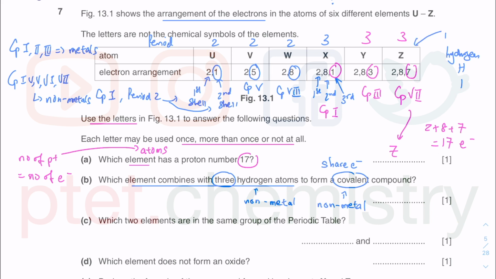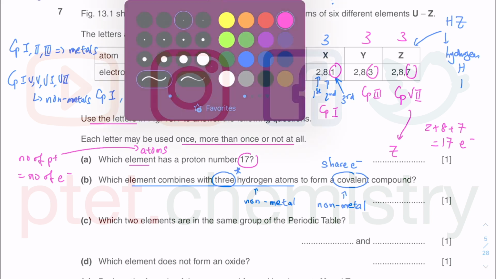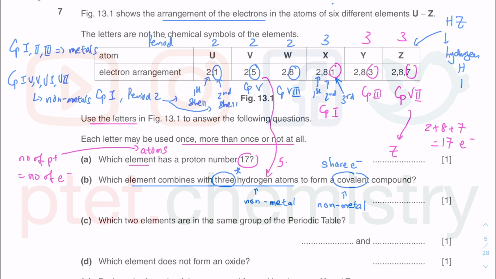If you have hydrogen and Z, you just get 1 H and 1 Z. But this one has 3 hydrogen atoms. So we are looking at V there, because V needs to share 3 electrons, 1 from each hydrogen. So I share with 3 hydrogens, therefore I share 3 electrons. That will give me 8 electrons in the outer shell. So that's why V must be the answer there, because you want to form VH3. V shares 3 electrons, 1 from each of the hydrogens.